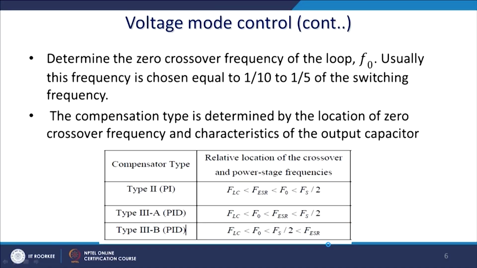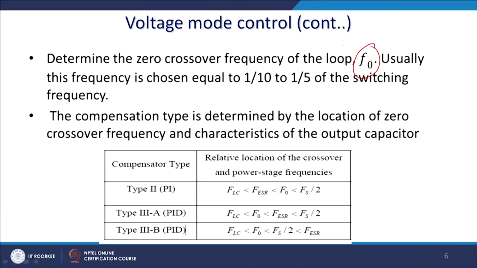Now, there are a few considerations while designing the closed loop operation of the voltage mode control. The zero crossover frequency, or F0, is usually chosen as 1/10 or 1/5 of the switching frequency. Why have I explained this? Because it is a concept of bandwidth: a PI controller will eliminate the steady state error. We expect that within 10 cycles or 5 cycles, the steady state error will be eliminated.